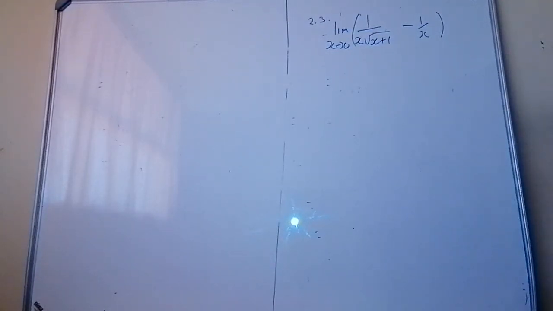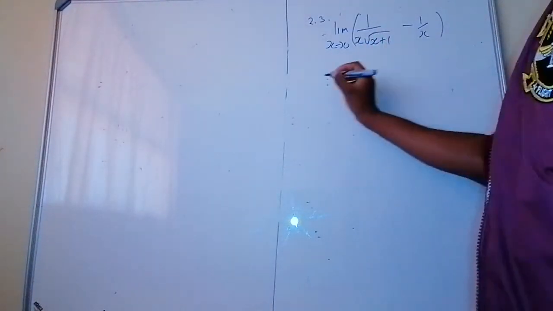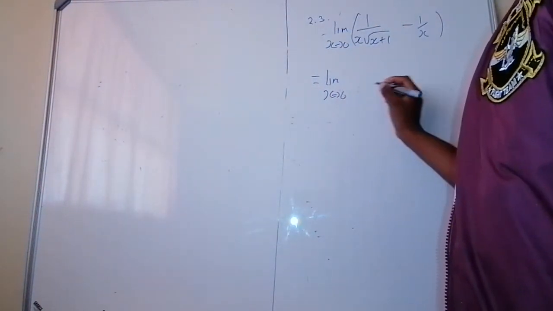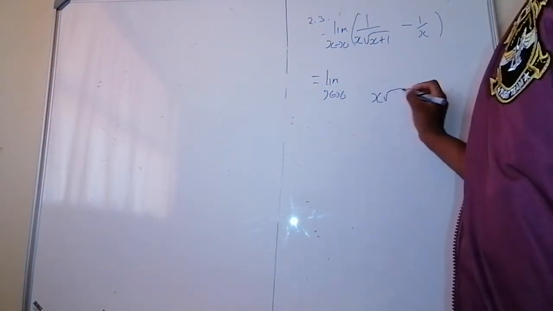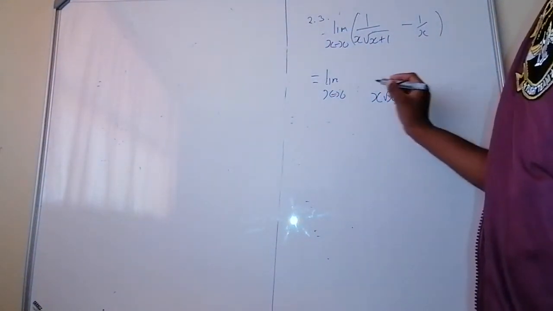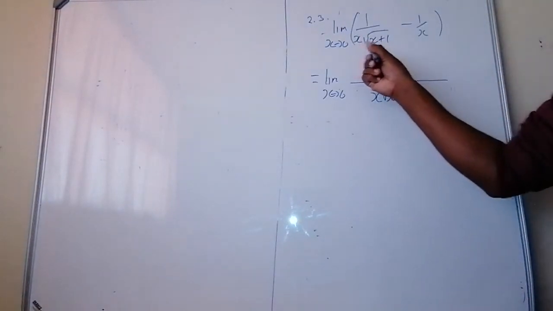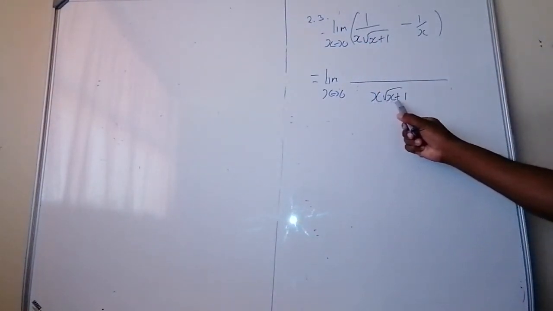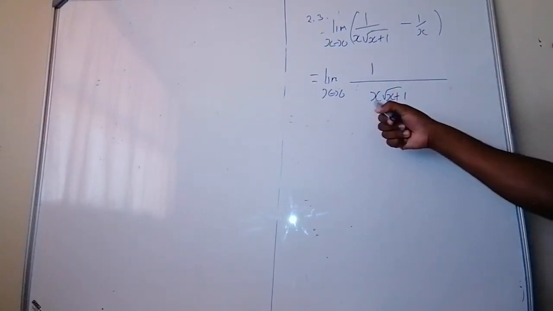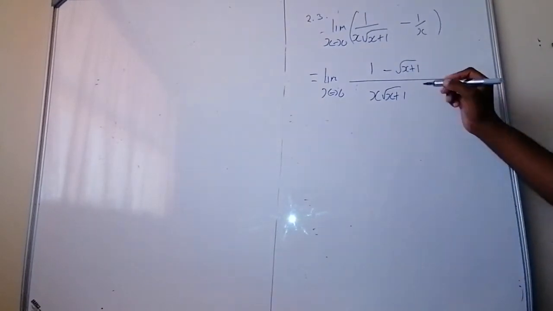So let's try to simplify that. We are given two fractions. What does that tell me? It tells me that I need to find the LCD. So this is x times the square root of x plus 1. That's our LCD. How many times does this go into x times the square root of x plus 1? That's 1 time. How many times does x go into x times the square root of x plus 1? That's the square root of x plus 1 times.